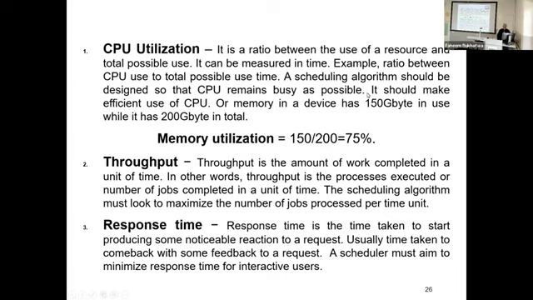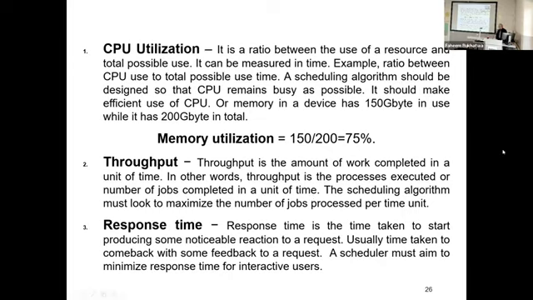Okay, so CPU utilization is the percentage of time a CPU is used, or the percentage of time it was not used. It's a ratio between the use of a resource and total possible use. That means the CPU was used for maybe 9 seconds, and could have been used for 10 seconds. That's the ratio between how much it was used and the total that could have been used.